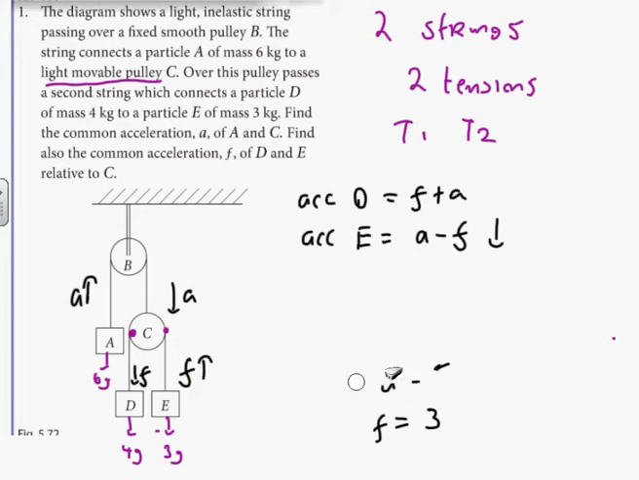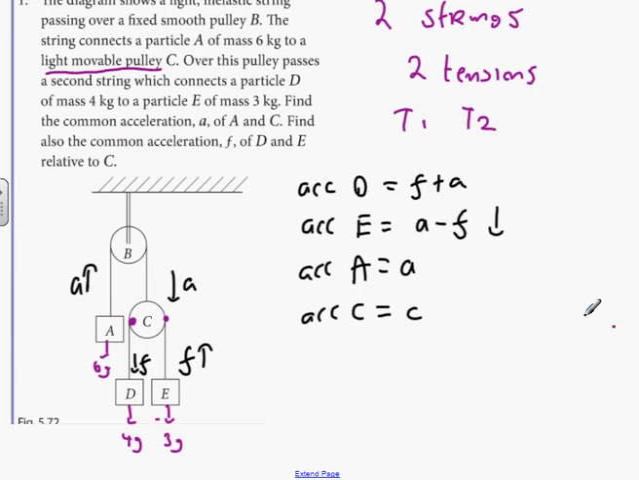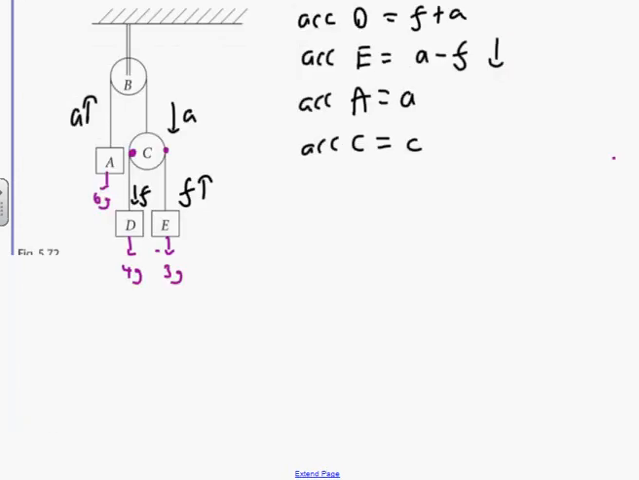And then A and C are relatively similar, aren't they? Acceleration of A is a and acceleration of C is a. Everybody happy enough with that? Because A and C have no other moving parts, they're only connected by the one string, while D and E are moving parts that are connected to technically two string systems. Now what we're going to do is create tensions. You can be T1 and the second one can be T2.